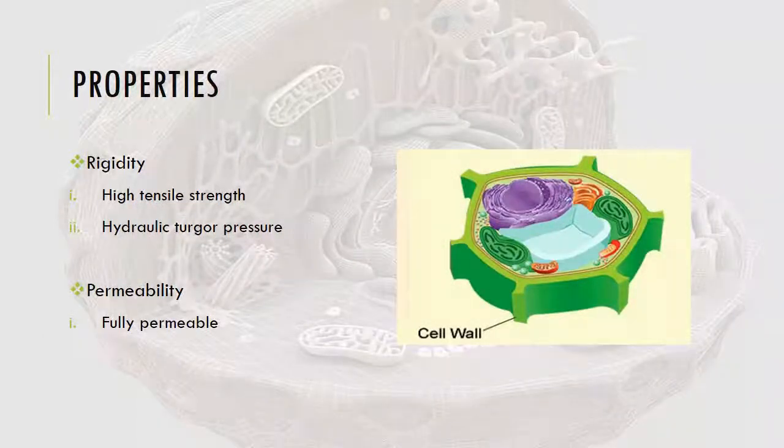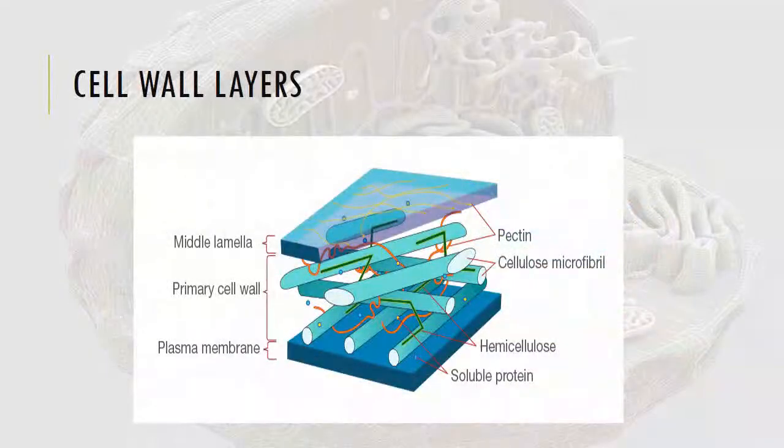Now, let's head on to its properties. A cell wall is rigid, meaning it has high tensile strength for the purpose of securing the organelles inside it. It also prevents the cells from bursting due to the pressure of the water inside, or the hydraulic turgor pressure. The next property of a cell wall is it is permeable. Unlike cell membrane that is semi-permeable, the cell wall is fully permeable, so anything that tries to get inside the cell wall can get in freely.